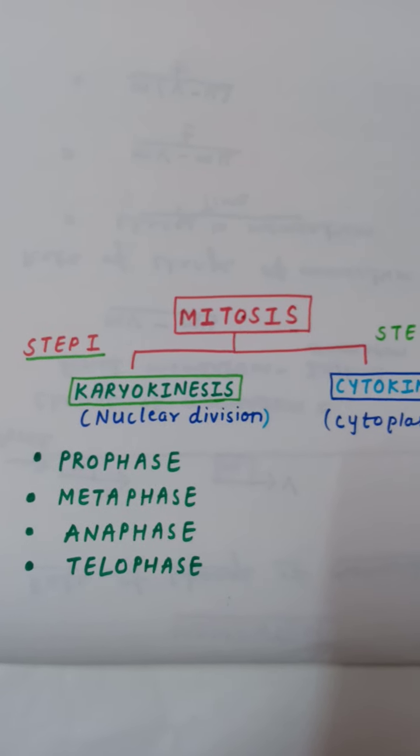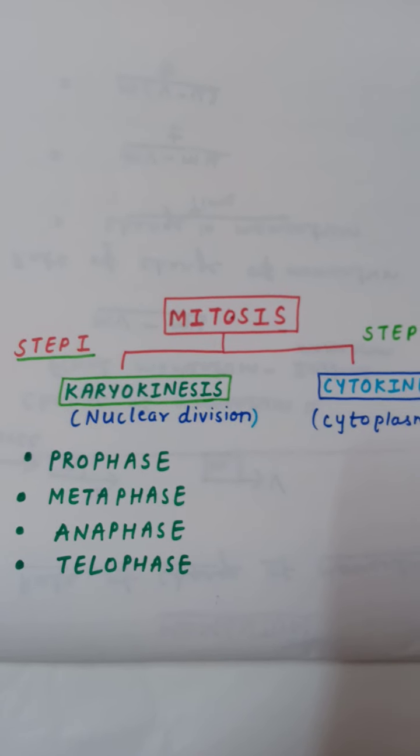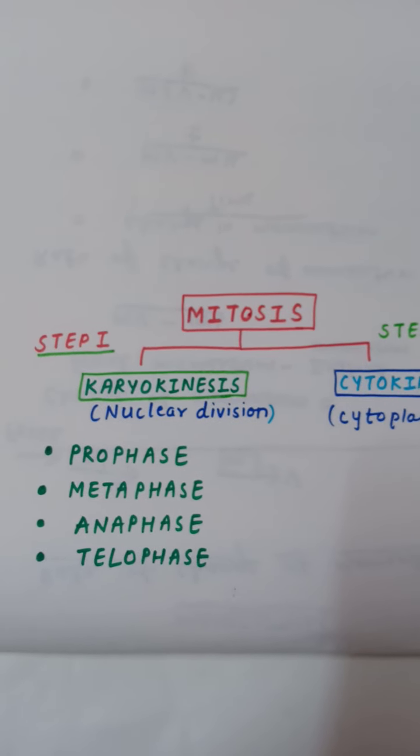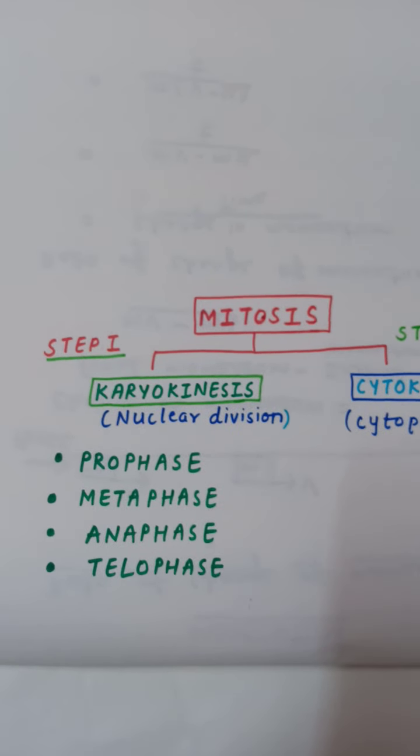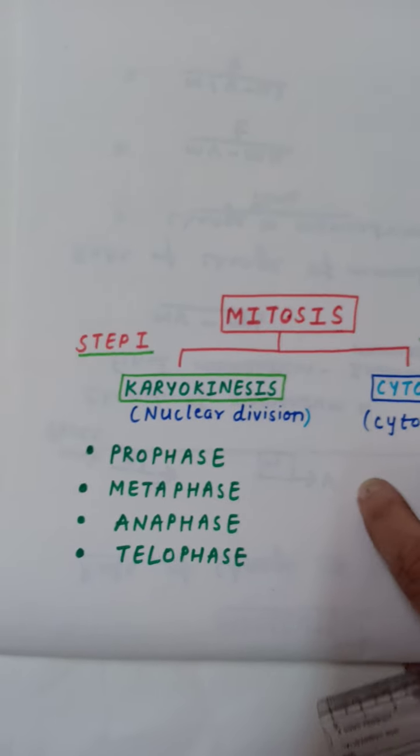Mitosis is essential for growth and development in a body. We will study all these 4 stages in detail. Let's start with prophase.